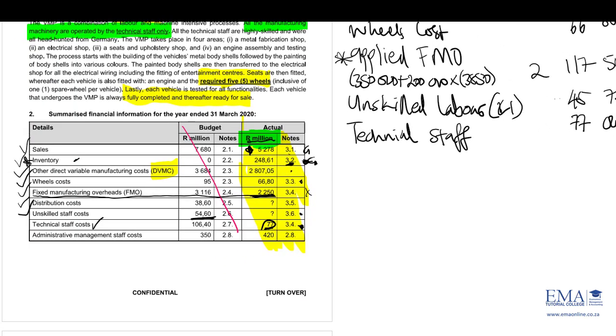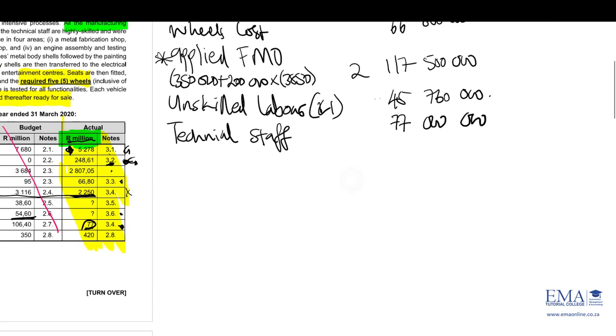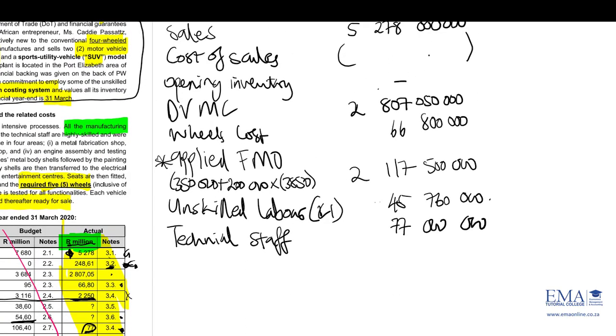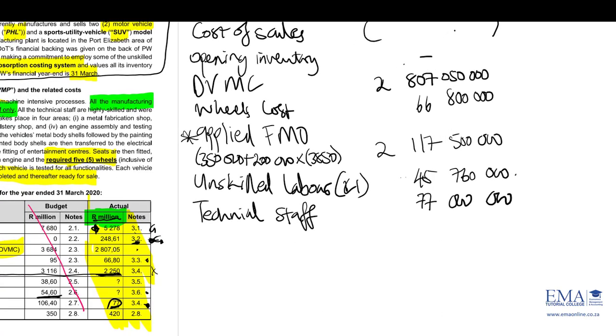So now the rest is administrative management staff cost. So this is admin staff cost. It's not going to form part of the manufacturing cost. So the manufacturing cost is what we have listed here. So this is the manufacturing cost. But remember the closing inventory, right? Remember closing inventory was given.